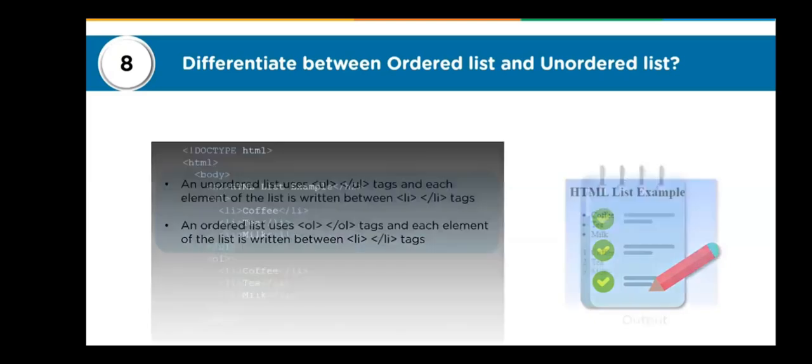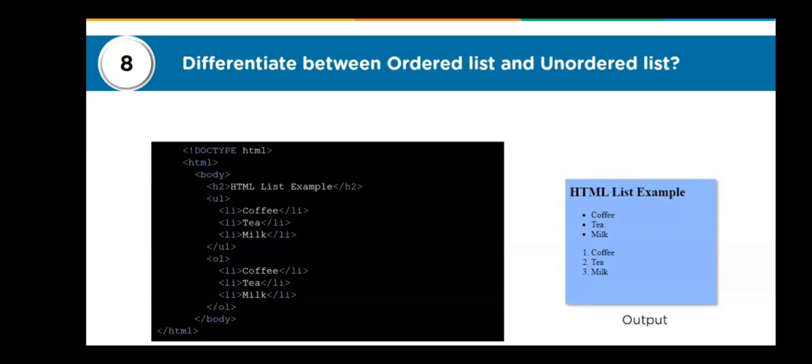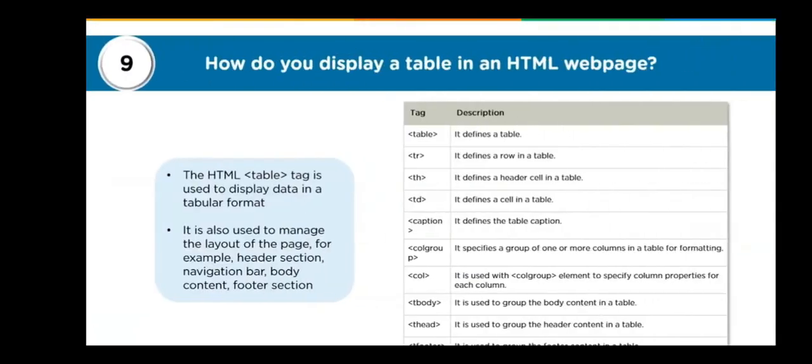Now we have a sample on the screen right now. So the first three elements are a set of unordered lists which are represented using bullets, and the second set, which is coffee, tea and milk, is an ordered list which is represented using numbers. Now moving ahead, we have the ninth question.